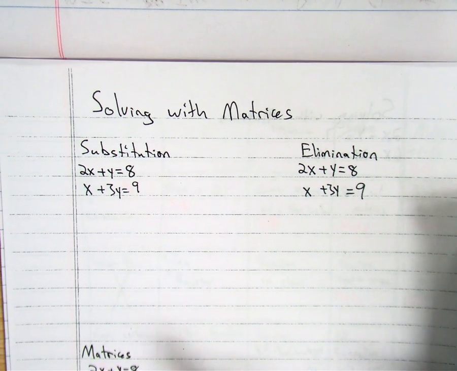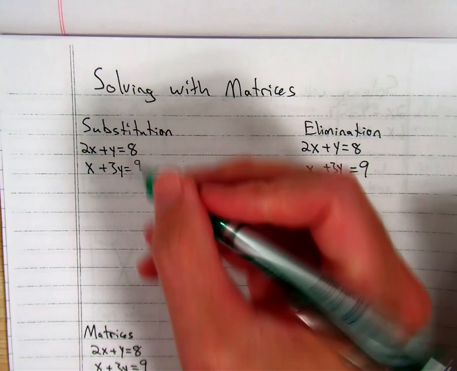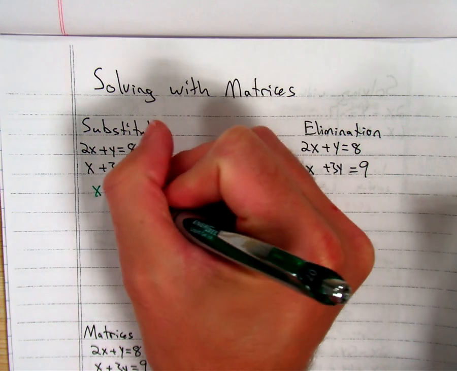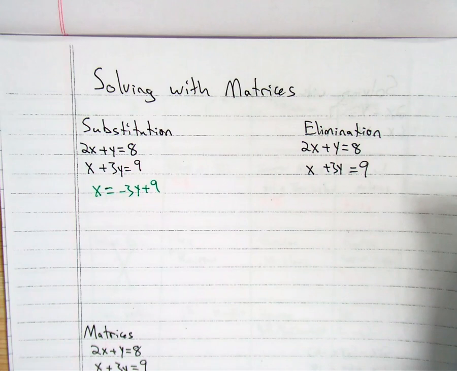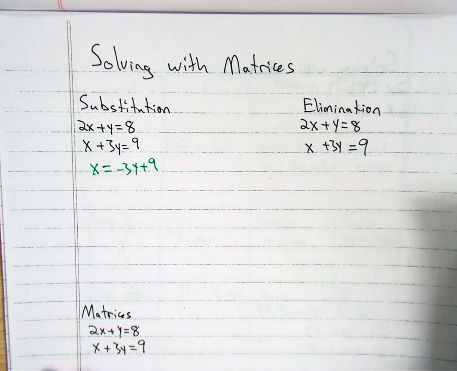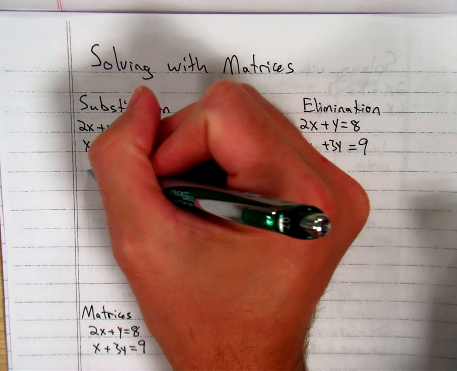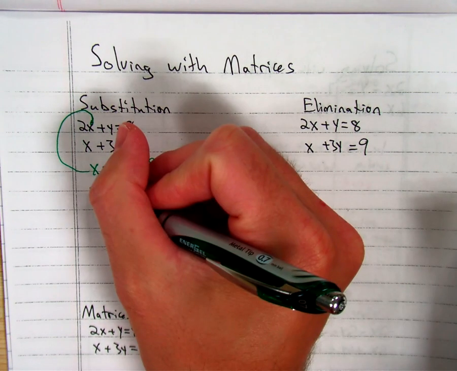So for substitution, we've got either one here. We could go with a nice substitution. Let's get x by itself in the bottom. So minus the 3y over. Subtract 3y from both sides. Okay, now we have what x equals, and we can substitute it into that one.